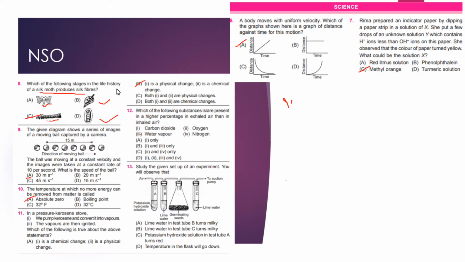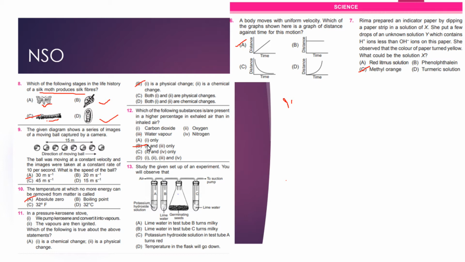Simple. Which of the following substances are present in a higher percentage in the exhaled air than in inhaled air? CO2, oxygen, nitrogen. Obviously, the answer is carbon dioxide and water vapor. You know that from your respiration chapter.